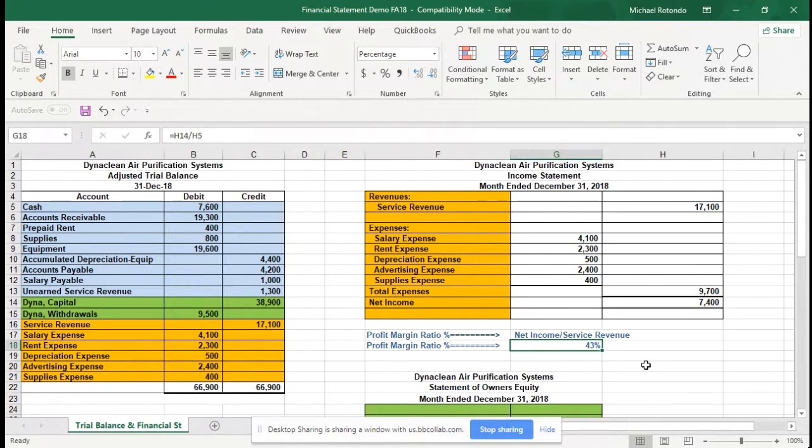So ratios are very important to financial statements, and they help us analyze them and dig a little deeper. So in the next video, we'll do the statement of owner's equity.